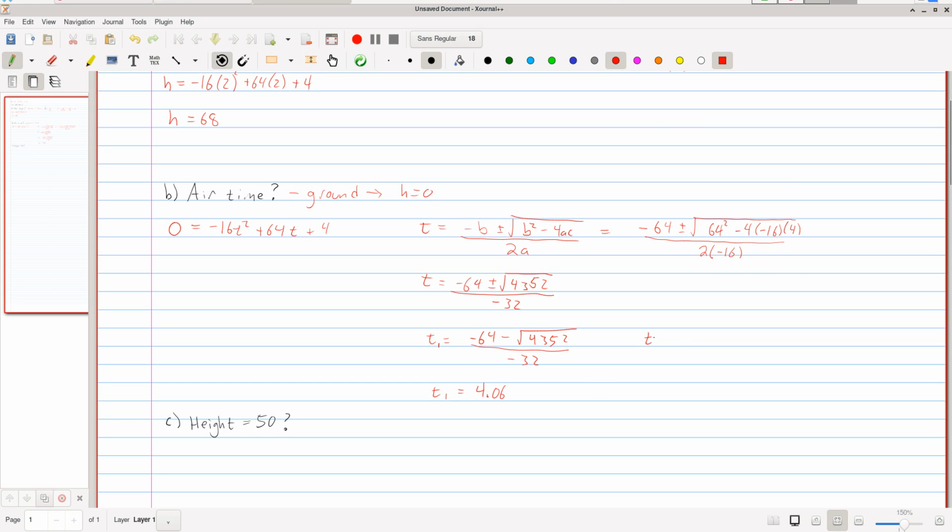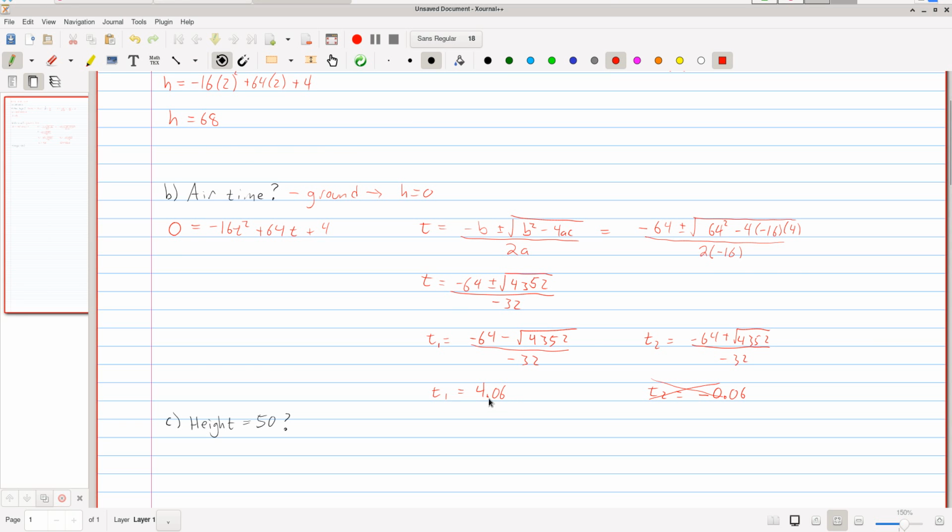If we look at the other time value, we're going to choose the positive instead of the negative. So we get negative 64 plus radical 4352 over negative 32. If we evaluate this, we get that this time value is negative. Now, a negative time value isn't physically meaningful, so we're going to reject this. So we know that it hits the ground, it stays in the air for about 4.06 seconds.